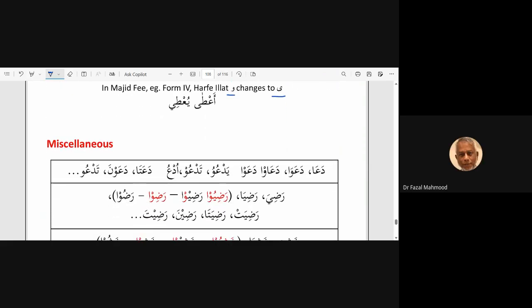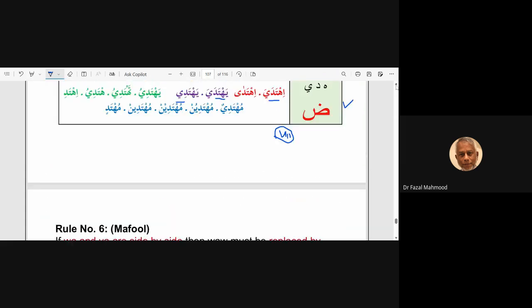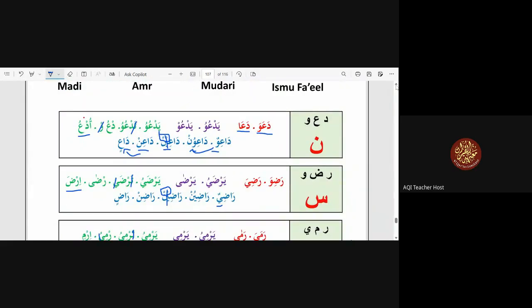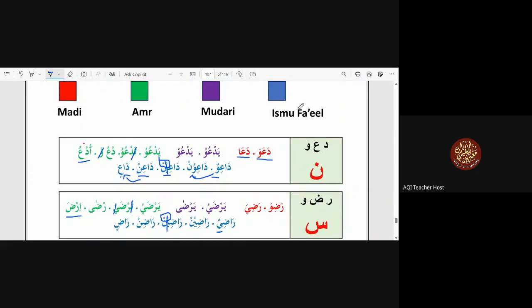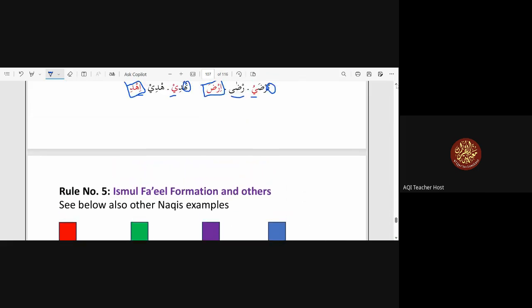These are just repetition of what we've already covered. That's fine. It's for self-study, which is fine. Okay, so alhamdulillah, the first 5 rules are the most important rules: madi, 2 rules, fatha and kasra rule, and for mudari, the damma rules. And for amr, which we have practiced, and then ismul fa'il. So these 5 rules we must try to practice, inshallah.